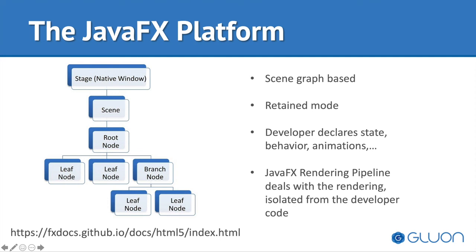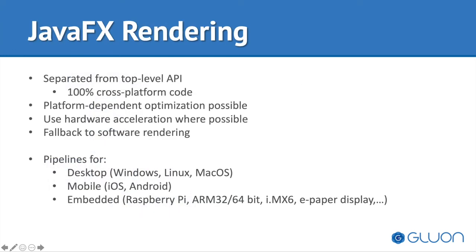And the rendering pipeline is different from the thread that is responding to user interface changes and so on. So the rendering pipeline, which can be very OS specific, deals with the rendering, and that is isolated from the code invoked by the developer. This is one of the key enablers for cross-platform development, because this top-level API, scene graph based, does not depend on the way that things are actually rendered at a lower level.